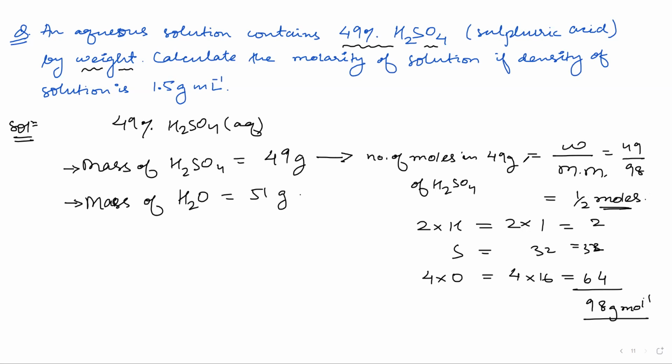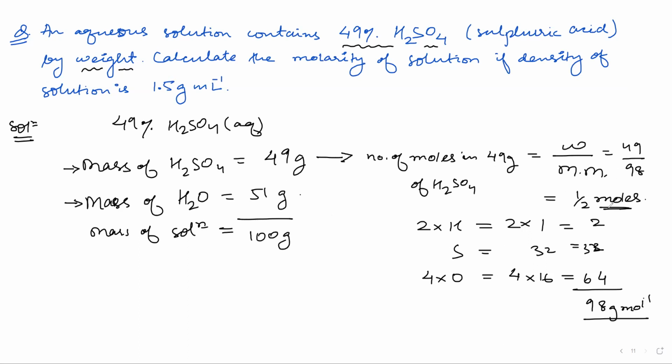No, sir. Okay. Now mass of H2SO4 is 49, mass of H2O is 51 gram. Mass of solution will be how much? Add these two components. 100. Yes, correct. 100 gram.